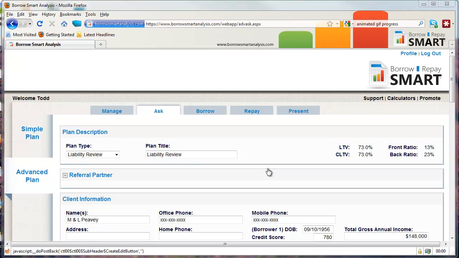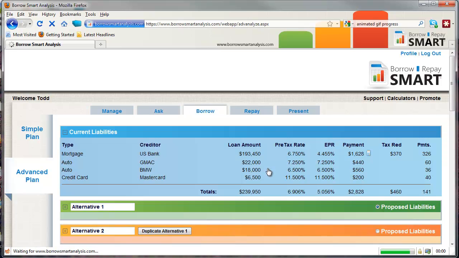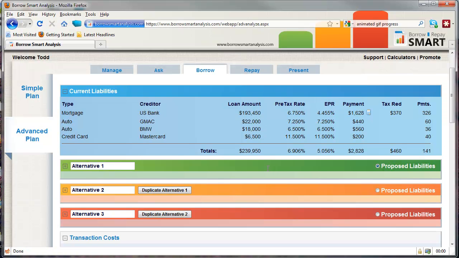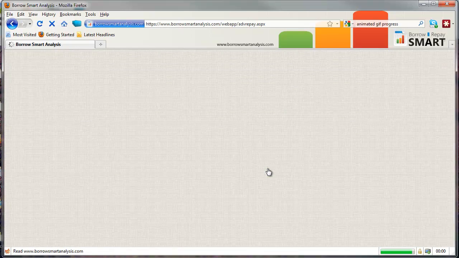Now, so far, one step, one click manage. He interviews the client, and his area that he's least comfortable with is the borrowing. It's just not something that he feels comfortable with. So he clicks the borrowing tab, and you'll notice that all of the current liabilities are here, but none of the alternatives are expanded because he doesn't do any of this for his clients. This is what he relies on his lending partner to do for him. He then simply clicks over to the Repay tab.